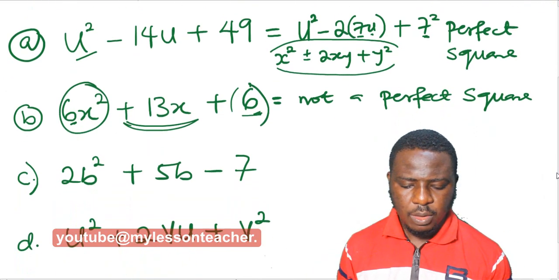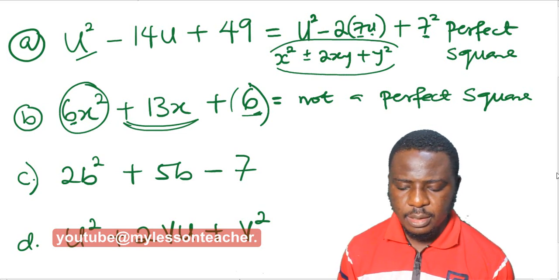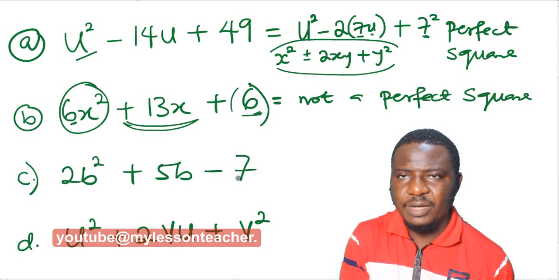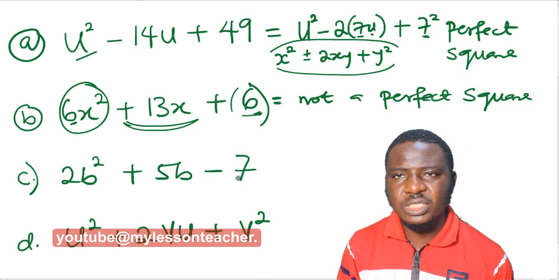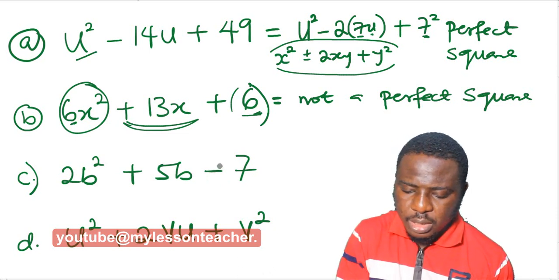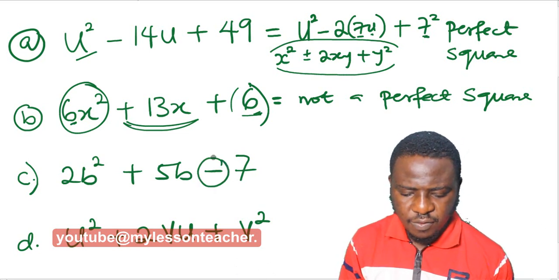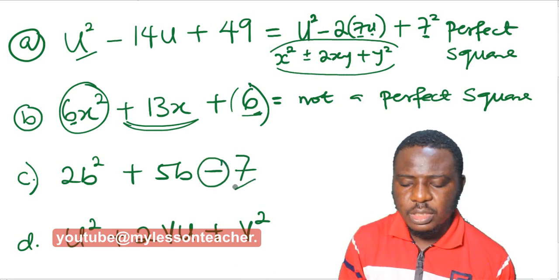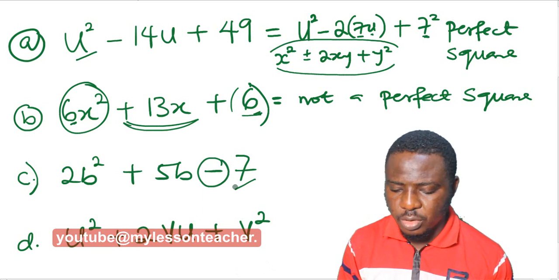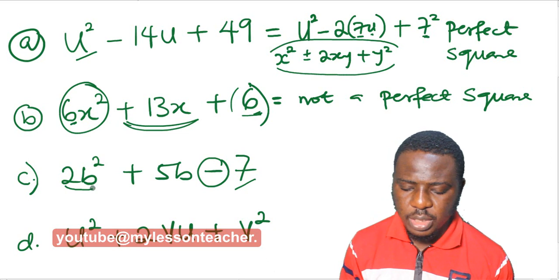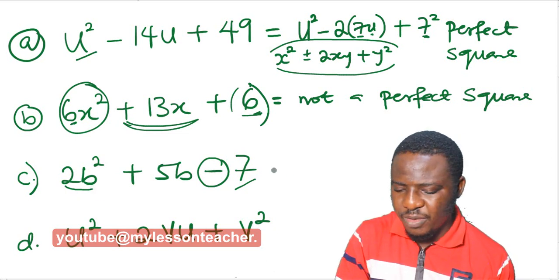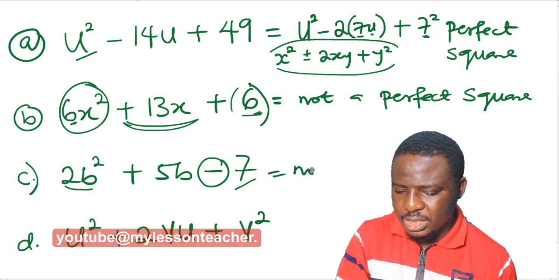C, we have 2b squared plus 2b minus 7. We have so many reasons why this is not a perfect square. This ought not to be a negative. 7 is not a perfect square. Likewise, 2 is not a perfect square. So this is not a perfect square.